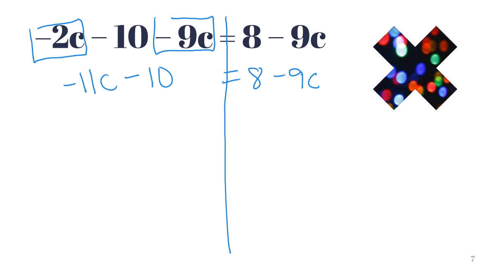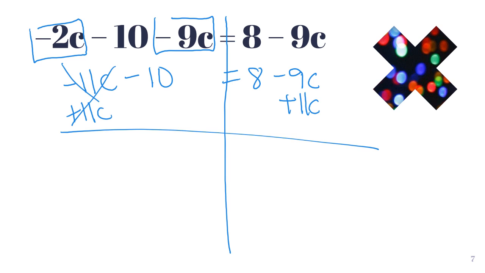Now, I look at how I can move to keep my c's positive. It doesn't really matter because either way you work it, you're going to get the same answer. Whether I move this 11c to that side or if I move the 9c to this side. So I'm going to start by adding 11c to both sides. So when I add 11c, that cancels out over here. So I get that negative 10 equals, now I bring down the 8 because I didn't do anything with 8.